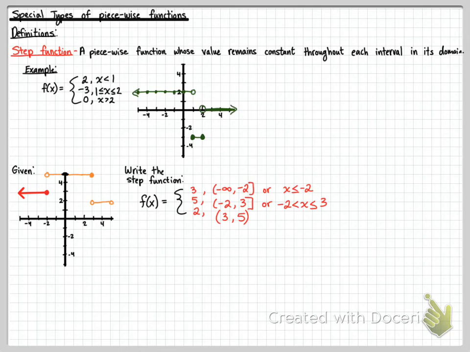And then for 2, when f of x equals 2, which is here, it goes from 3 to 5, and they both get parentheses because they're open circles, and you can also write it like this. X is greater than 3, but it's also less than 5.